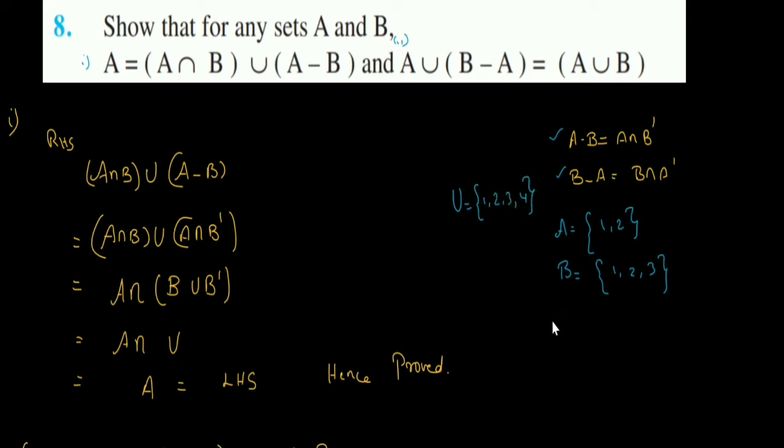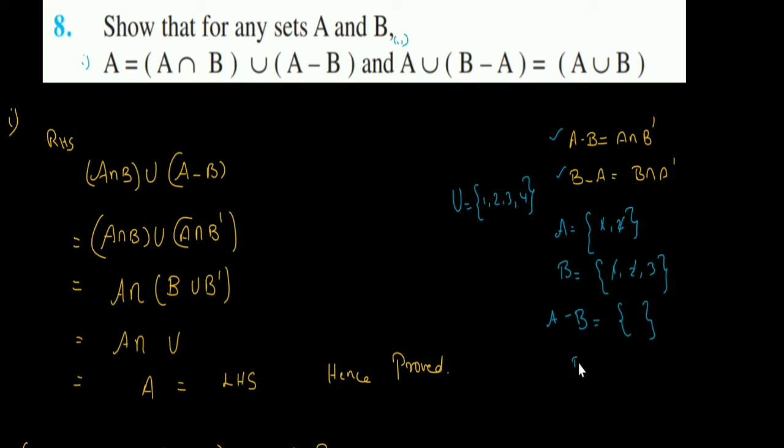So let us first find A minus B. What is A minus B? How do you find A minus B? You have to cancel the common elements from A. The element 1 is there in A and also in B. 2 is also there in A and B. So A minus B is the empty set.